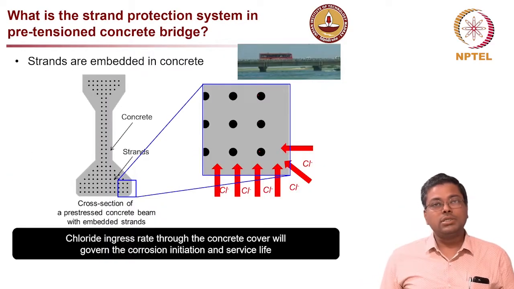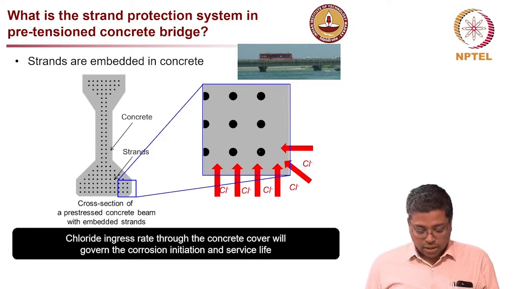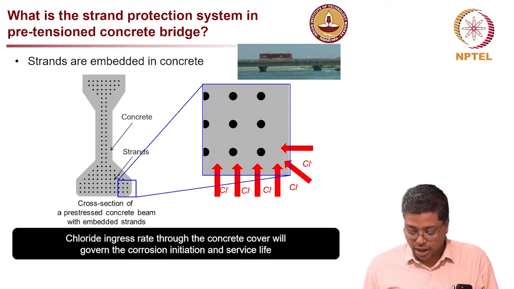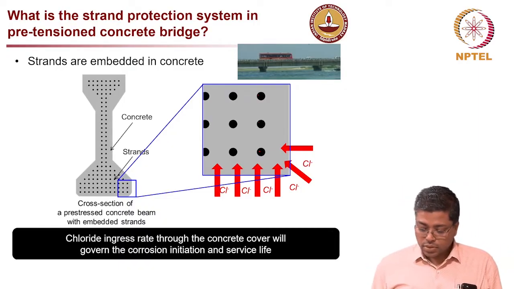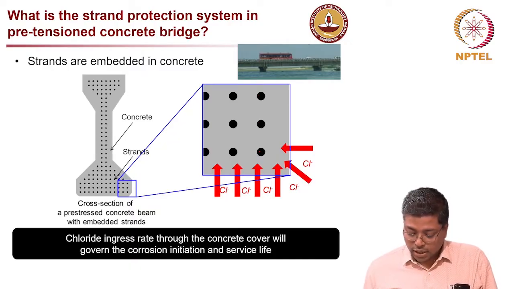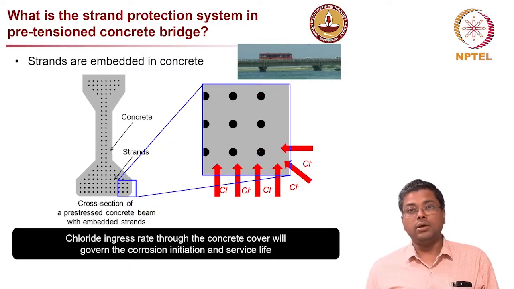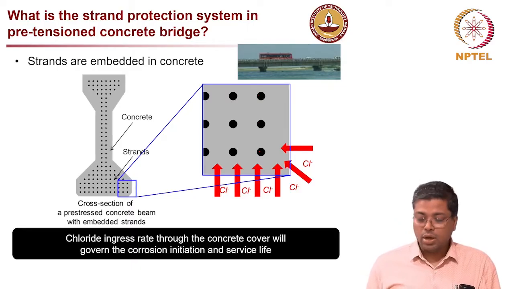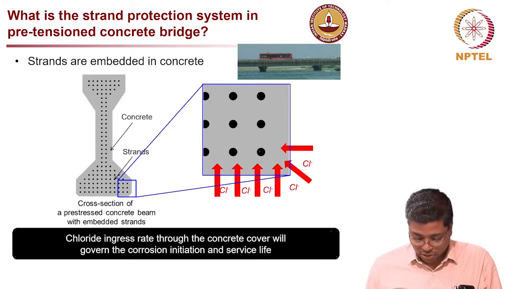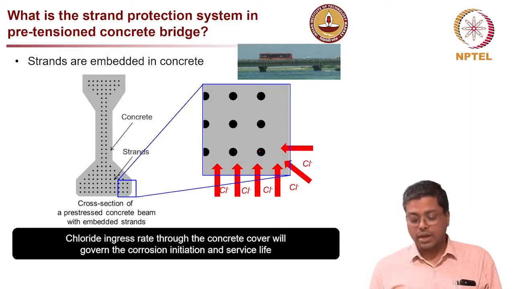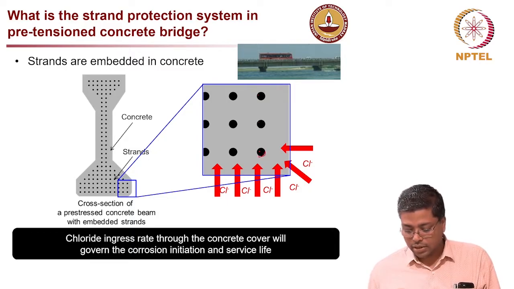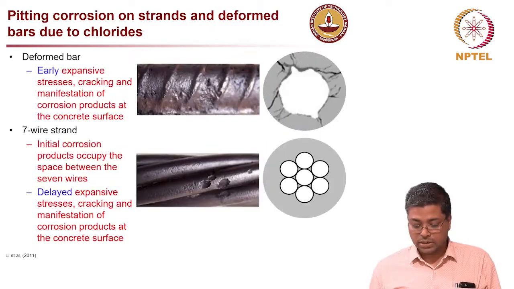So what is the corrosion protection strategy in pre-tension concrete? Here you can see in this close-up, the black dots are the strands, and the gray represents the concrete. The chloride penetrates through the concrete cover and reaches the steel strand through diffusion or the typical chloride ingress processes, which are also present in conventional reinforced concrete systems. Once the chloride builds up to a sufficient level at the steel surface, right here, you can say that the corrosion will initiate.